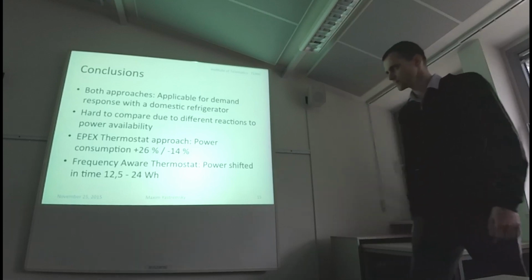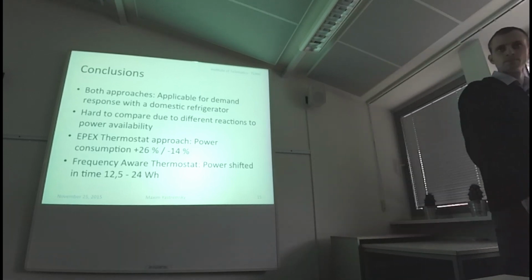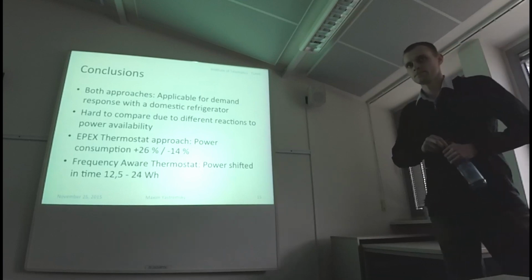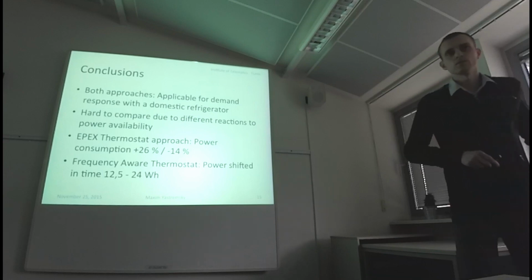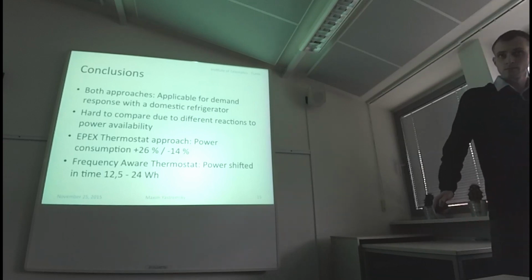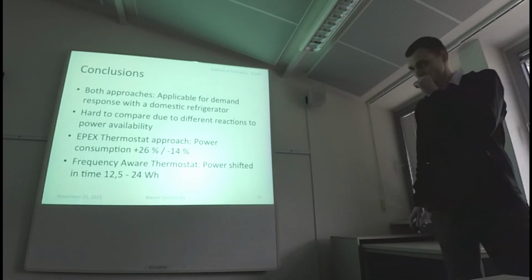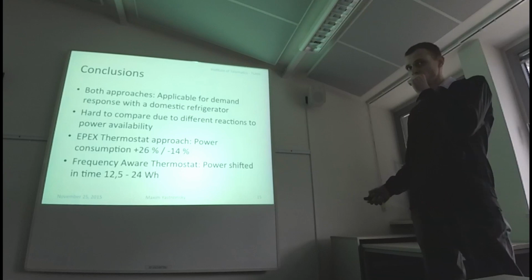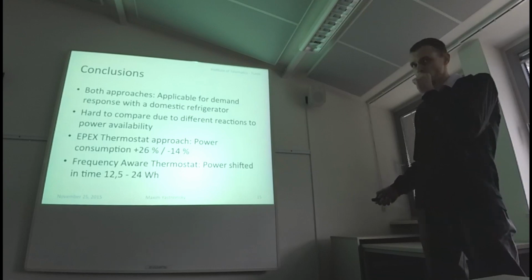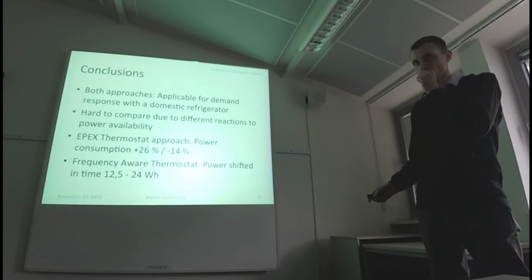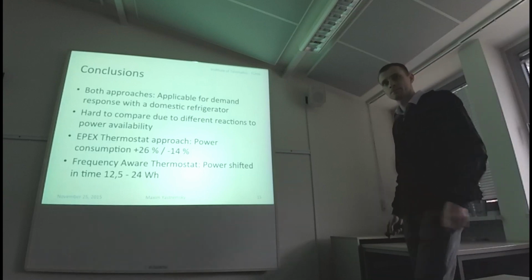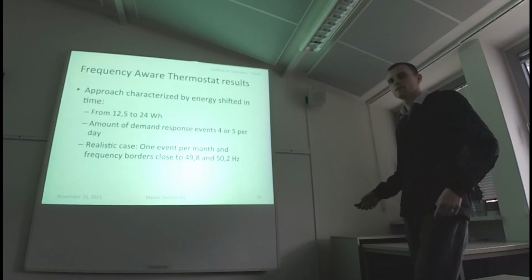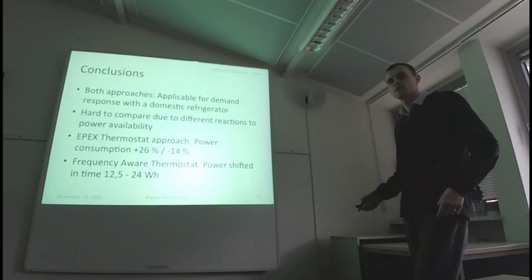So why did you have for the two approaches not the same criteria for evaluating them? Sorry. For the Apex thermostat, you have this percentage which reflects the change of power consumption. For the other approach, you have the power shifting. Why? Do you understand the question? Yes. Why did you use different metrics?